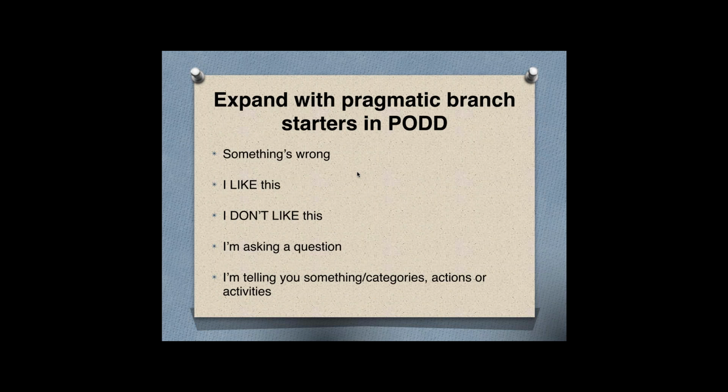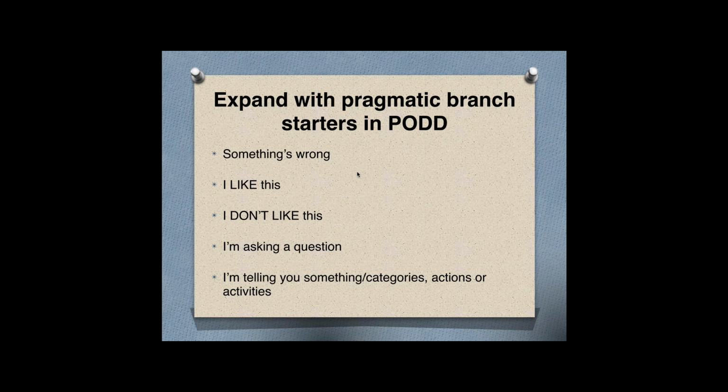If you have a student who's using a pragmatically organized dynamic display book, such as a pod, then the expansion is very natural in that. You might expand based on the something's wrong folder to be able to say, I think something's wrong, you seem tired, bored, etc. You find lots of positive describing words under the I like this branch starter, and negative describing words under the I don't like this. So the reasons for why you like it or don't like it tend to be down those paths.